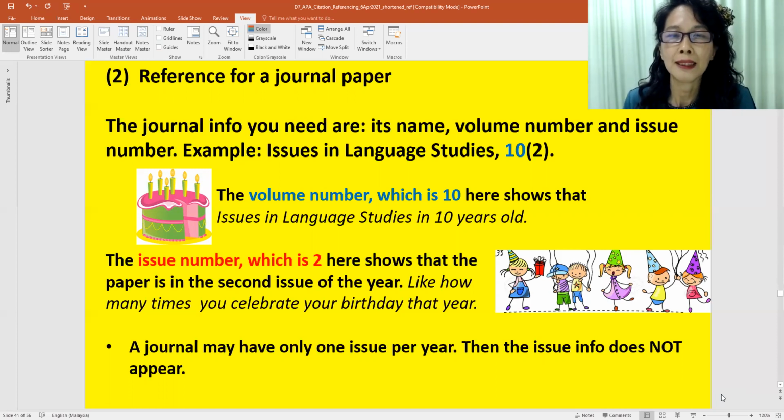Volume 10 here means the journal is 10 years old. And bracket 2 here shows issue number 2. A journal may have 3 or 4 issues in the year. Issue number 2 means it is the second issue of the year. On the other hand, certain journals only publish articles once a year. In this case, there is no information provided on the issue.